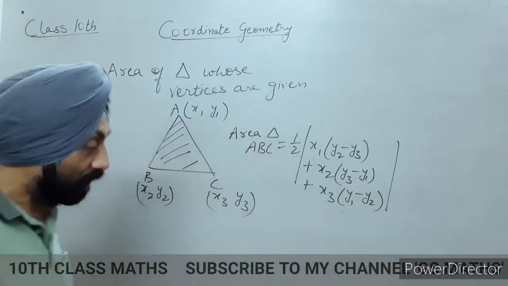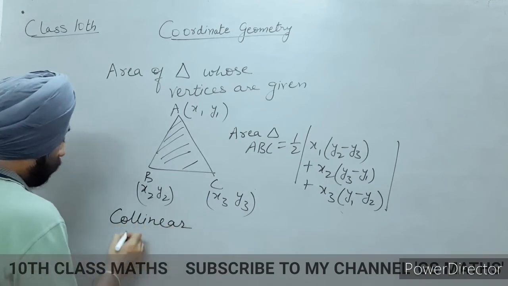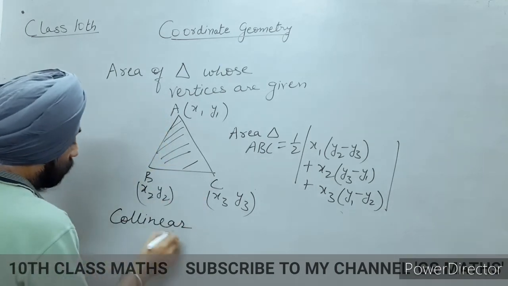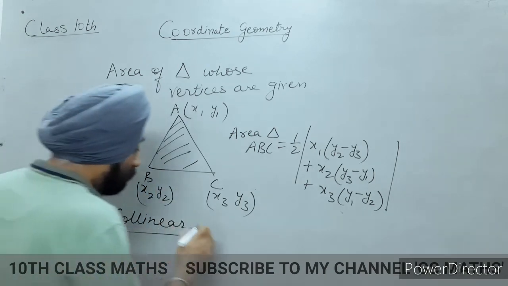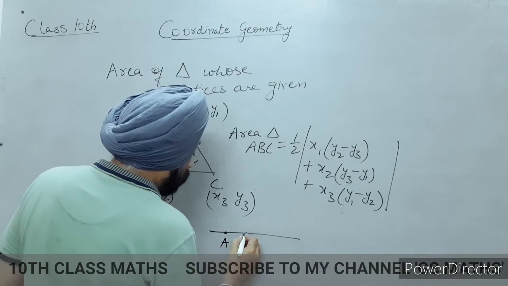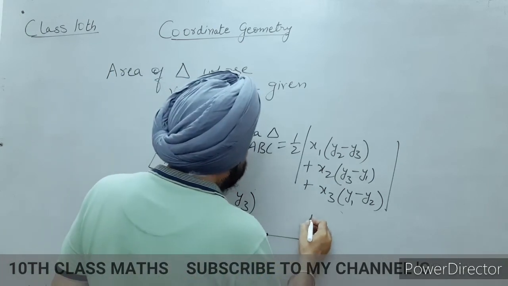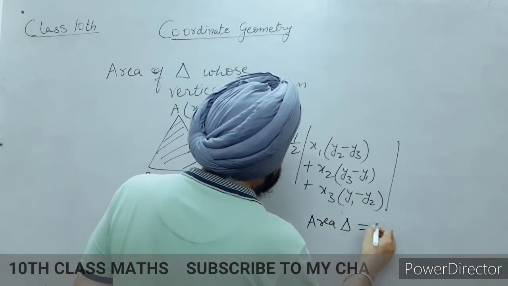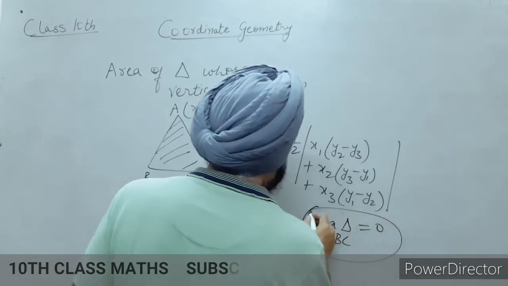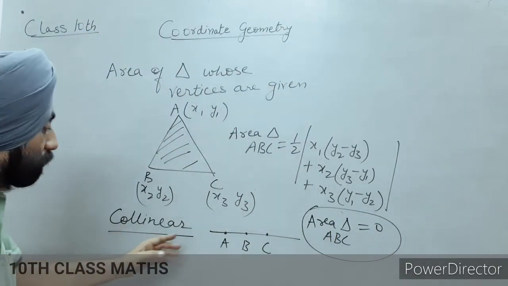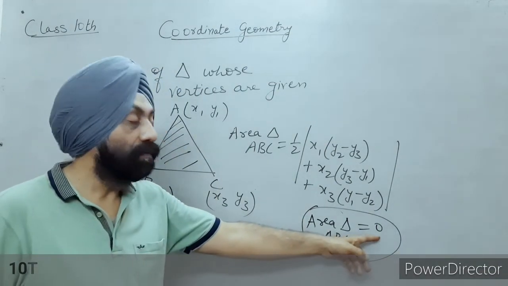Right, now last is how we say that given points A, B, C are collinear. Three points A, B, C are collinear means they lie on the same straight line. The condition is that the area of the triangle is equal to 0. Area of triangle ABC equals 0 for three points to be collinear. Collinear means all three points lie on the same straight line. For that, the area of the triangle must be equal to 0.